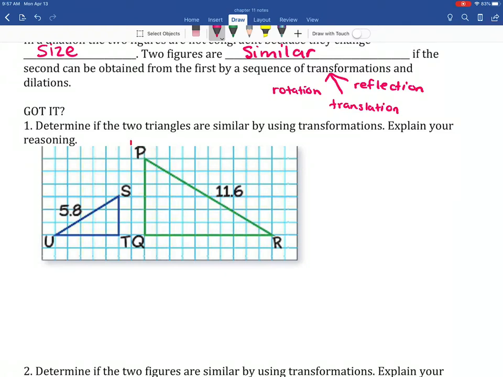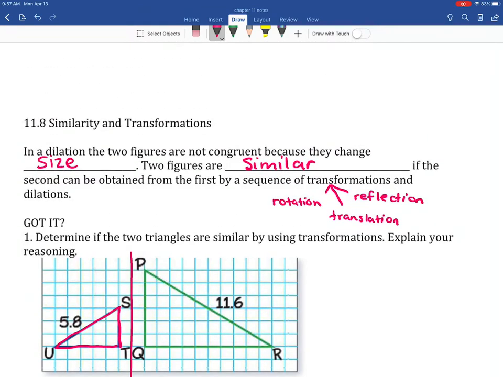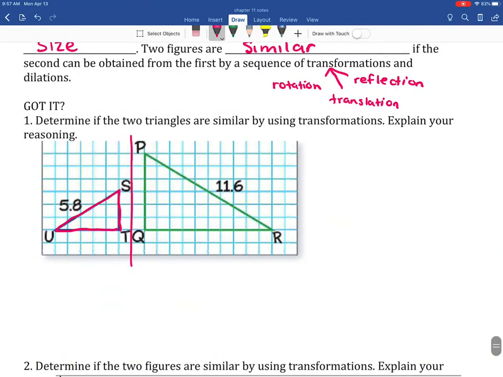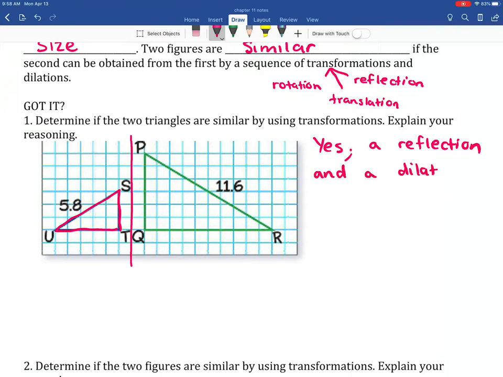Well, if I had this line right here as my line of reflection, I could reflect this triangle over that line, and it's going to become the same orientation as PQR. So I would say a reflection works, but then I would have to make it way bigger. So I would say, yes, a reflection and a dilation will produce that figure, but a dilation with a scale factor of what?